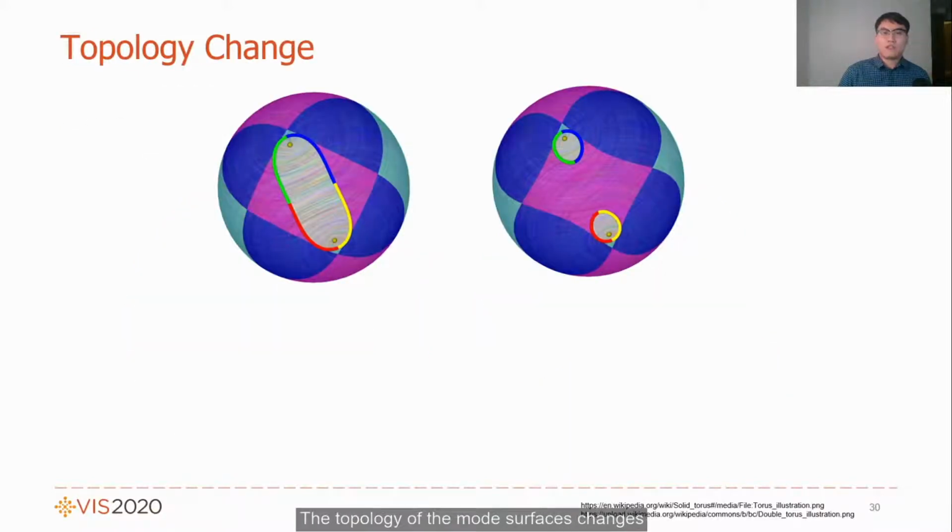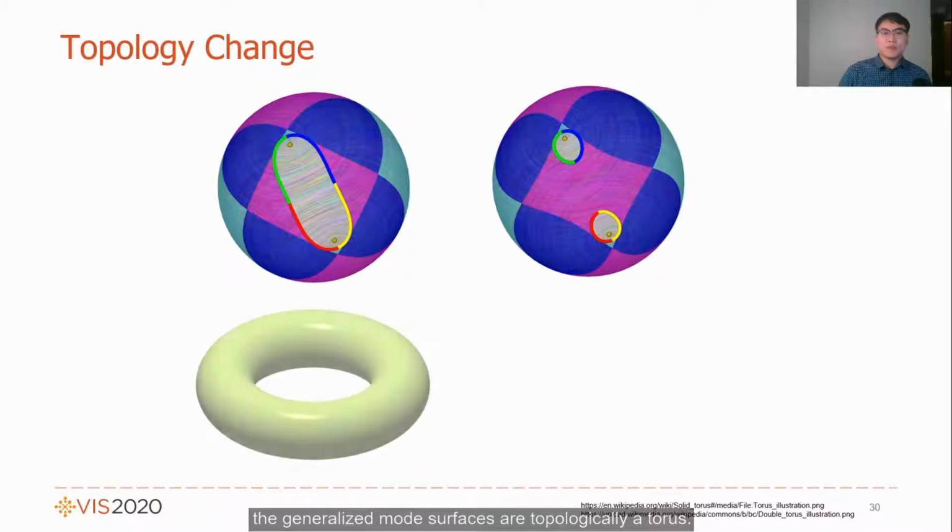The topology of the mode surfaces changes before and after the bifurcation. When there is only one complex domain boundary loop, the generalized mode surfaces are topologically a torus. When there are two boundary loops, the generalized mode surfaces are topologically a double torus.